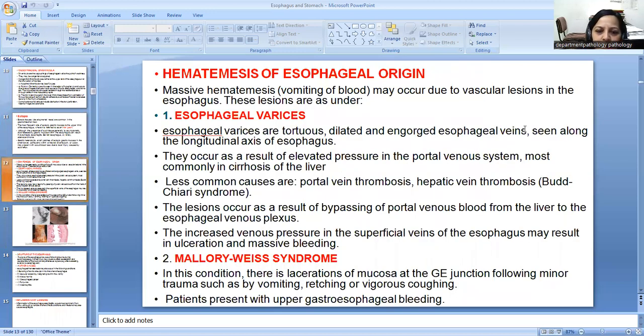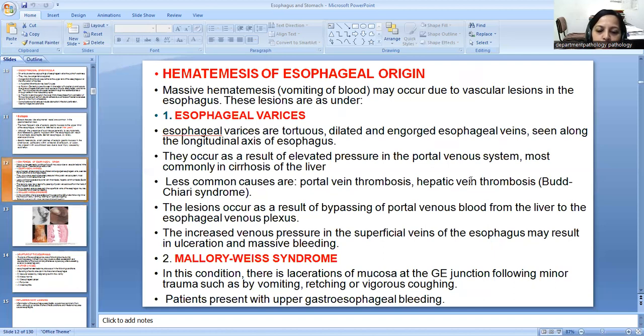Hematemesis of esophageal origin. So massive hematemesis, vomiting of blood, may occur due to vascular lesions in the esophagus. These lesions are as under: esophageal varices. Esophageal varices are tortuous, dilated, and engorged esophageal veins seen along the longitudinal axis of the esophagus. They occur as a result of elevated pressure in the portal venous system, most commonly in cirrhosis of liver.